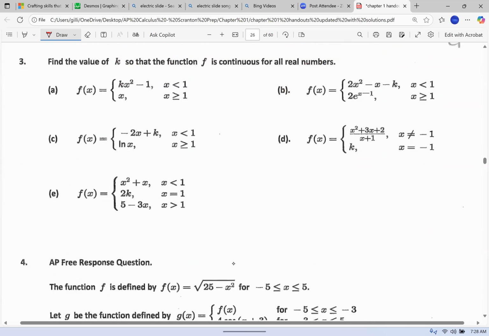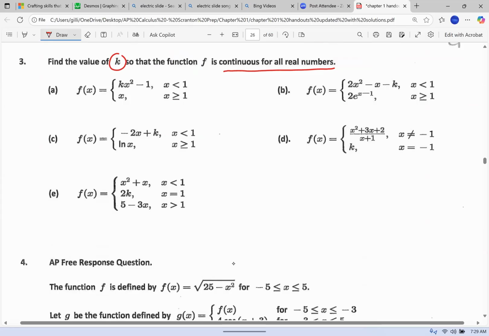This is a very common question that's on the AP exam, where we have to find the value of k, or some other constant. You can call it k, a, w, whatever you want, so that the function is continuous. So we want the value of the constant so the function is continuous.